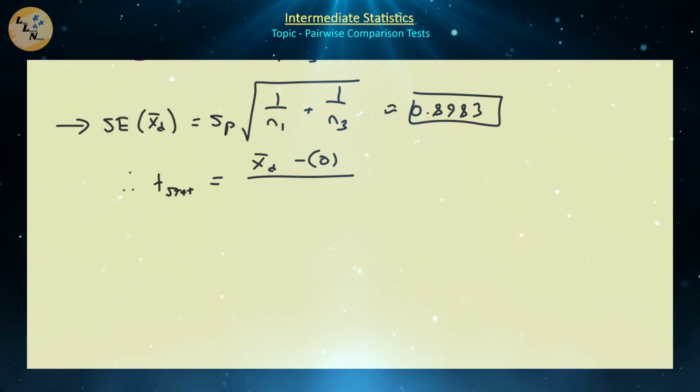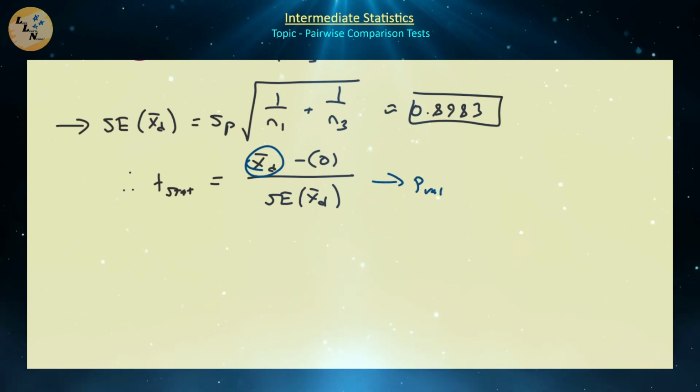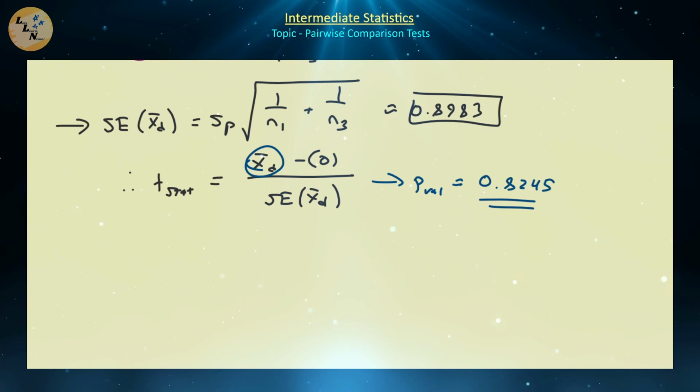The only difference is that our standard error for x bar d is a little bit different, and our x bar d is looking at a different difference of sample means, right? So once we calculate our test statistic, we can find that the associated p-value for the degrees of freedom t-distribution that we calculated before is approximately 0.8245, which is substantially large.